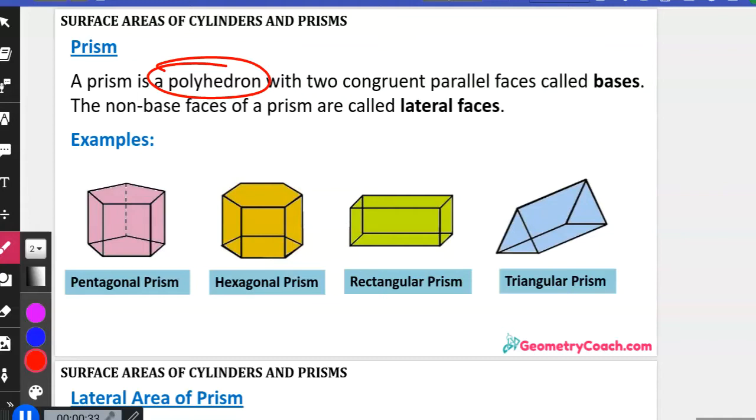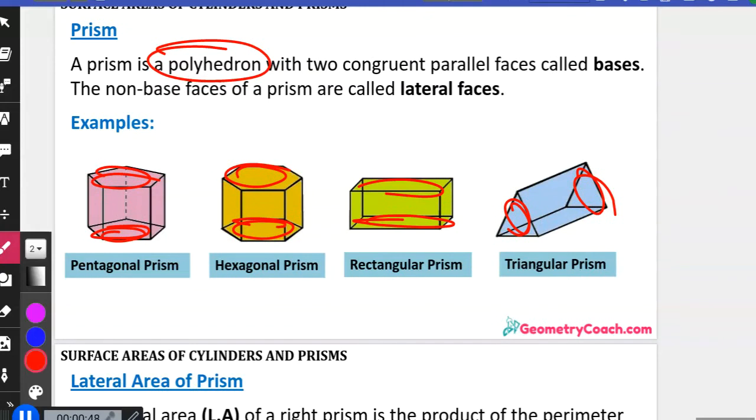So like the pentagons are the bases, the hexagons are the bases. Here this rectangle is the base, and the triangular prism they always show you sideways. The triangles are the base. The non-base sides are called lateral faces. In a prism, the lateral faces are always rectangles or squares.